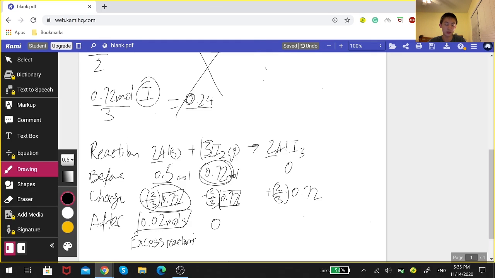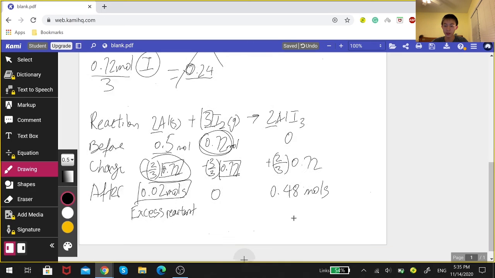Now 0.72 times 2/3 gives us 0.48 moles. So after this reaction occurred, we'll end up with 0.48 moles of 2AlI3.